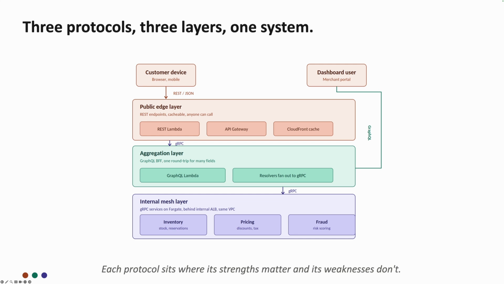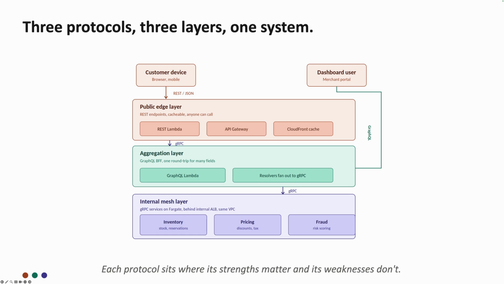This is a picture I want you to remember. I'm going to show you this in a much more detailed way. So look at the top layer, the public edge. Anyone with an internet connection can reach it. This is where REST protocol belongs. Plain JSON over HTTPS, cacheable, debuggable with curl, and this is representing the customer at the counter.